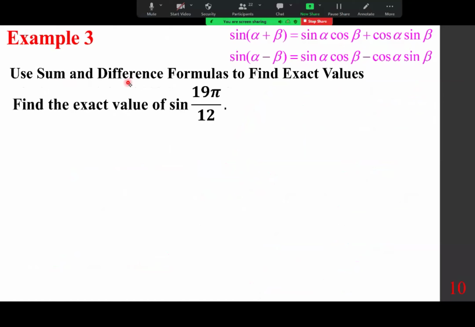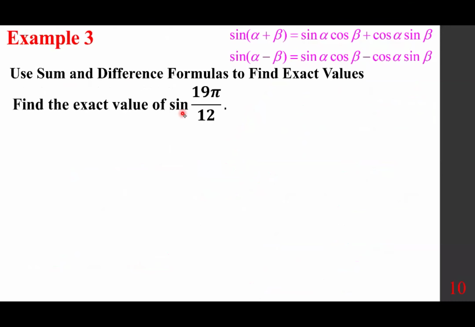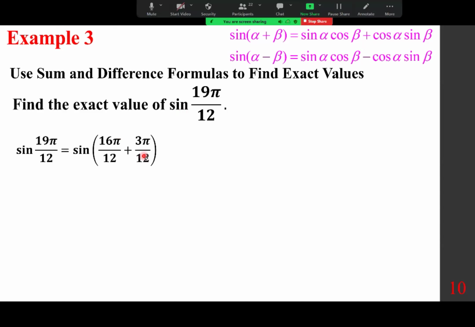Use the sum and difference formulas to find exact values. In this case, we are interested in finding sine of 19 pi over 12. We are looking for two common arcs. 19 is the sum of 16 and 3. So we can say 16 pi over 12 and 3 pi over 12. Why? Because this one is 4 pi over 3 and this one is pi over 4. Both of which are common arcs.